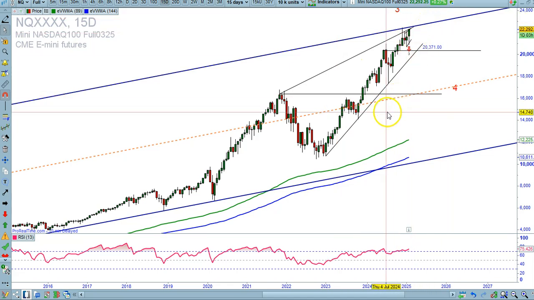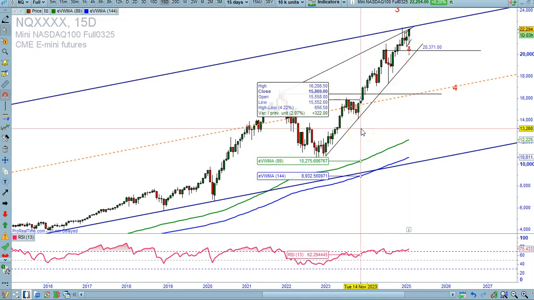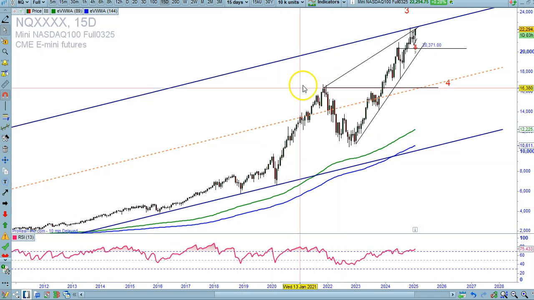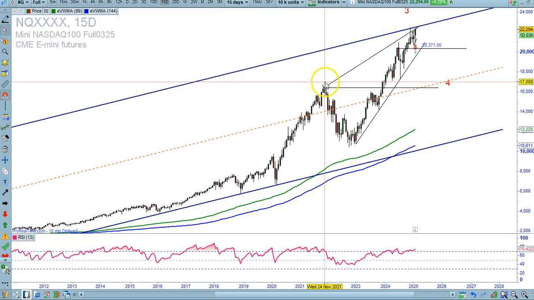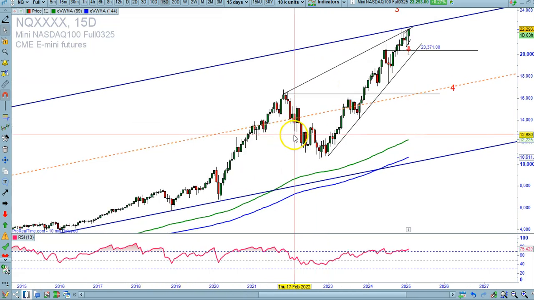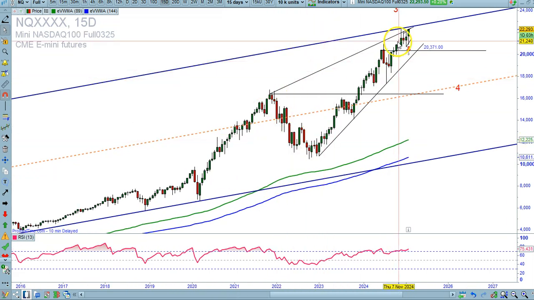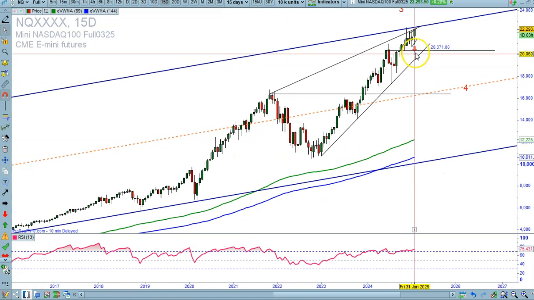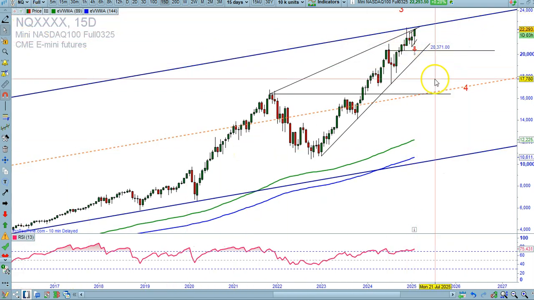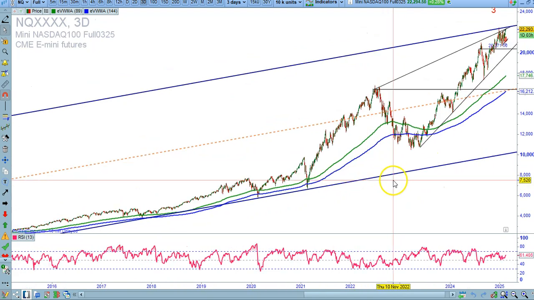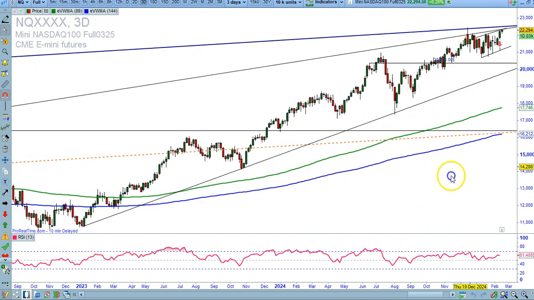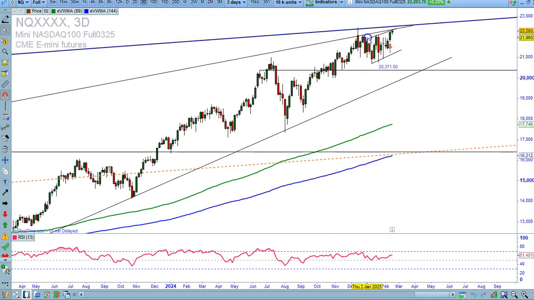and we are reaching the top of this channel. So why am I cautious here? Because of this fractal. We had a similar situation here, and we now have consolidation around the top. I will switch to, let's say, the 3-day chart so we can see this consolidation at the top better.